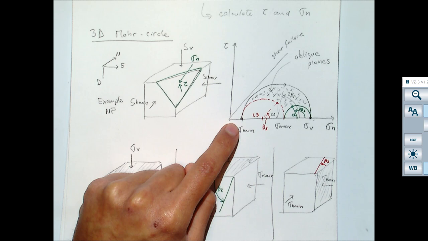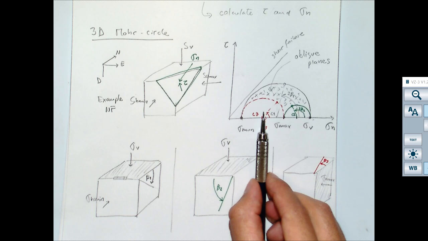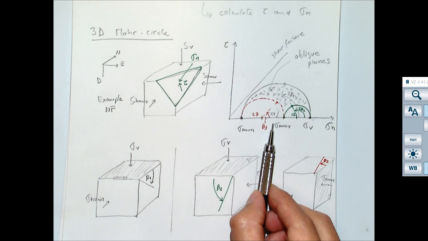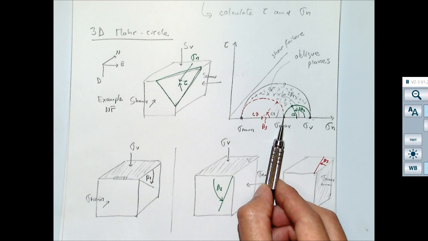What about the inside, like in the middle of the circle? Well, inside would be the same, because that will force you to have some principal stress which is smaller than this, or different than that value.